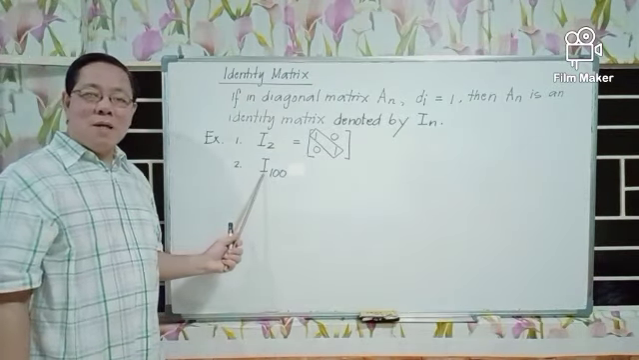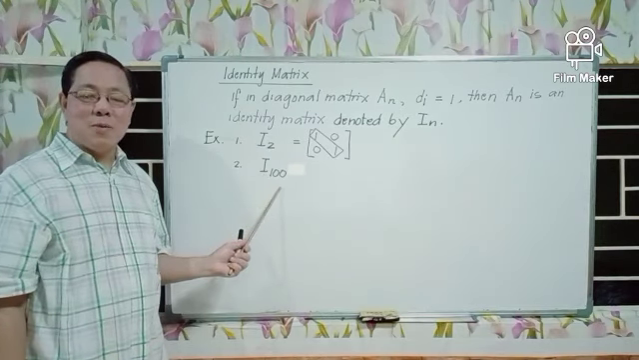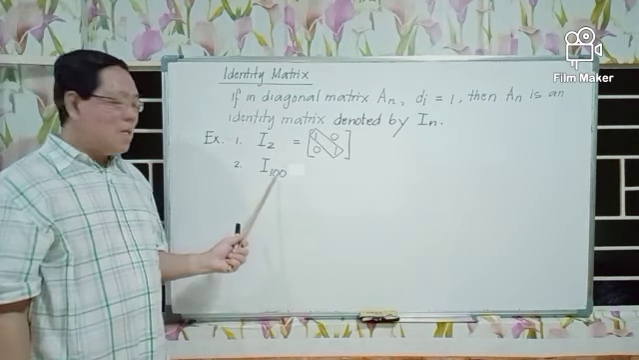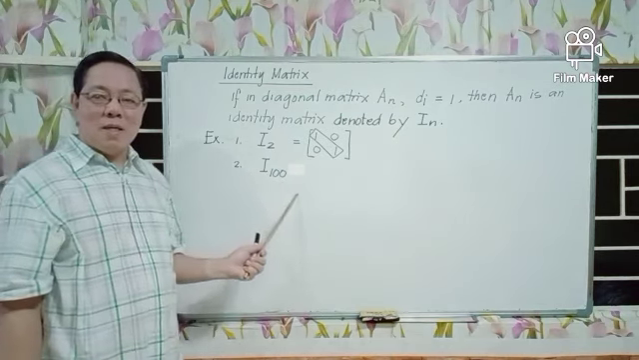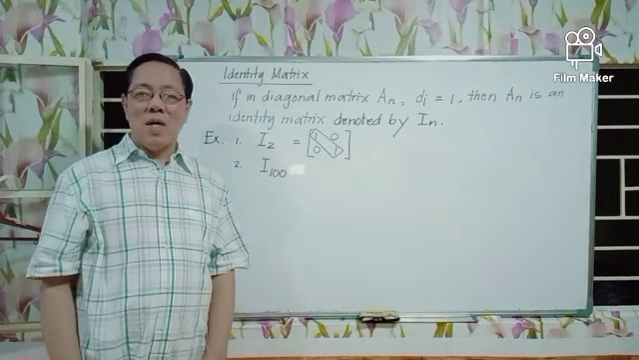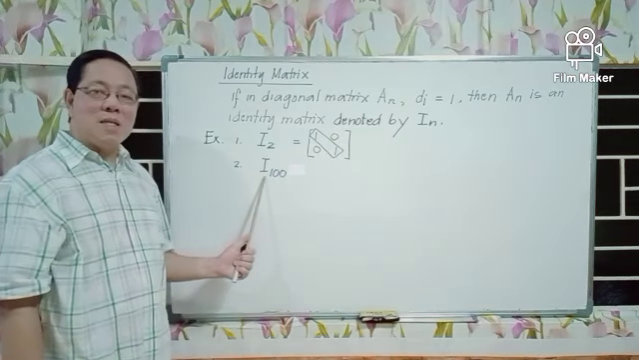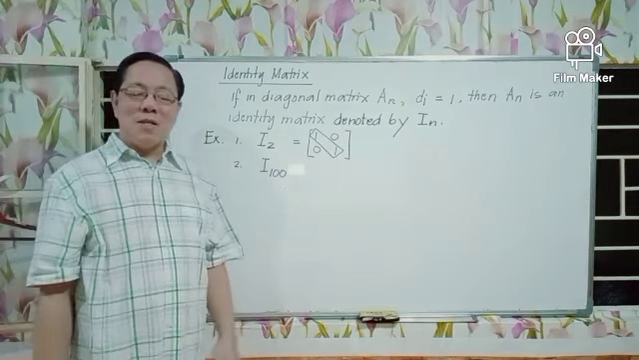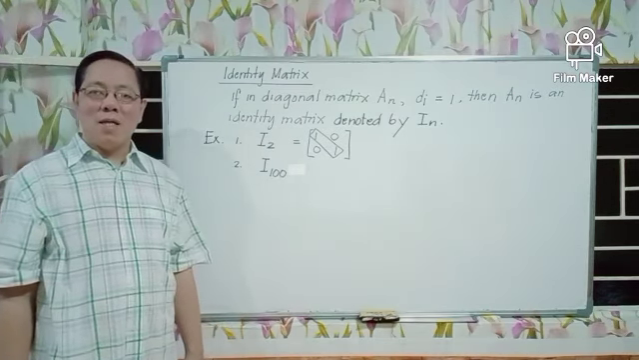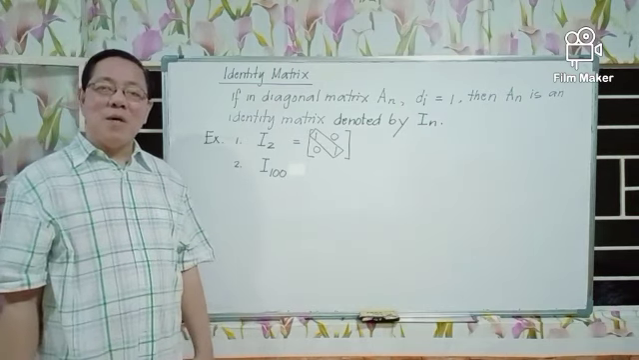Without writing the matrix I sub 100, since it is a large matrix, you can describe I sub 100 as an identity matrix with size 100 by 100, which means that this identity matrix I sub 100 is a square matrix with 100 rows and 100 columns. That's the first property of an identity matrix.